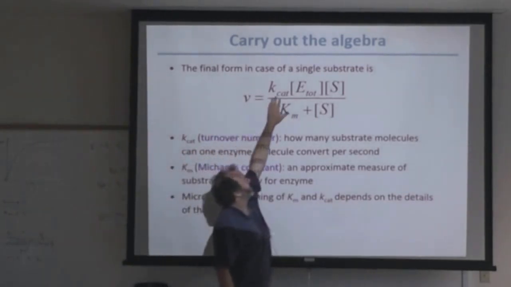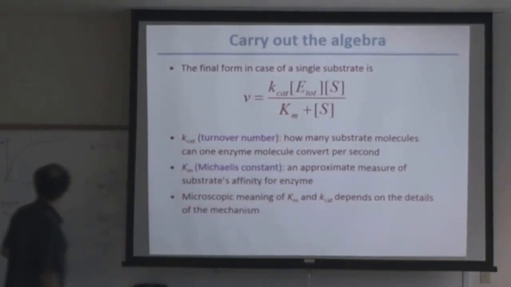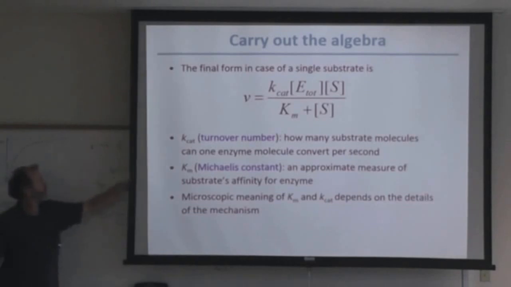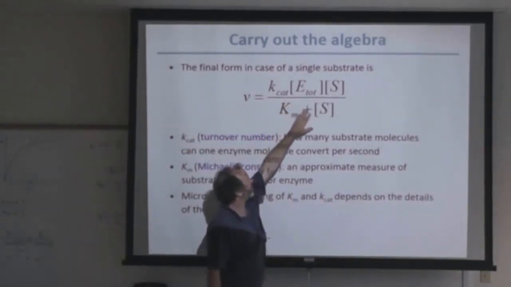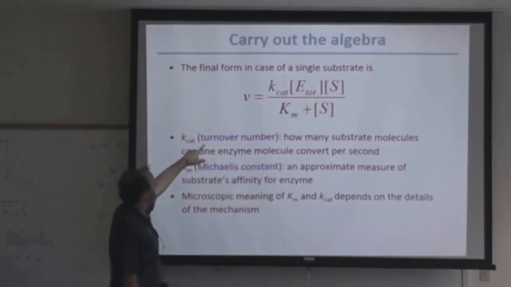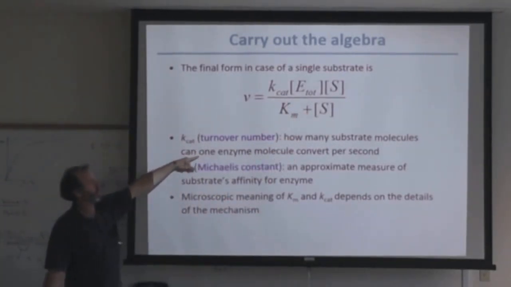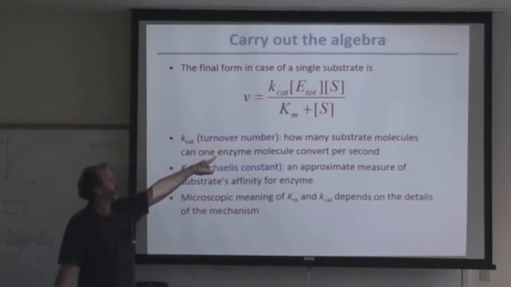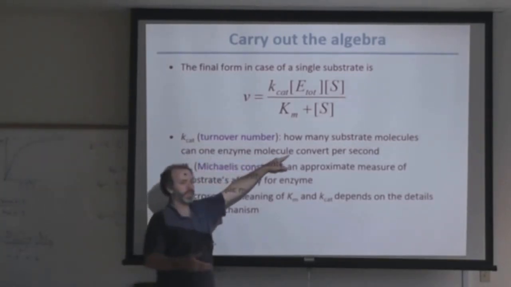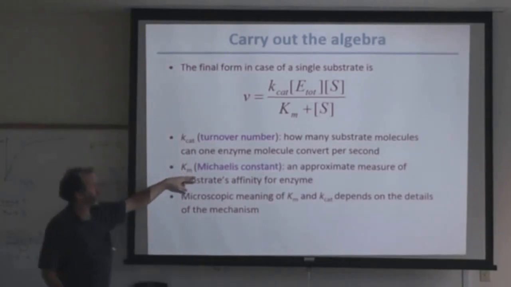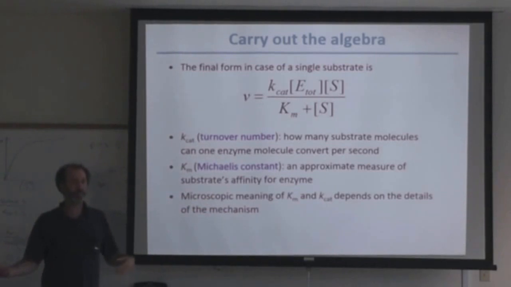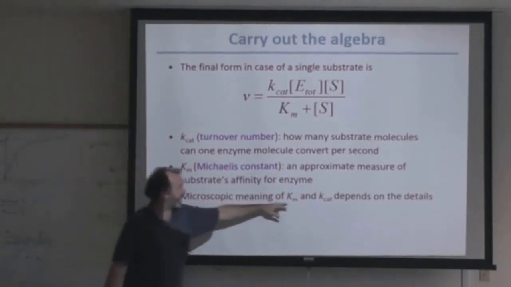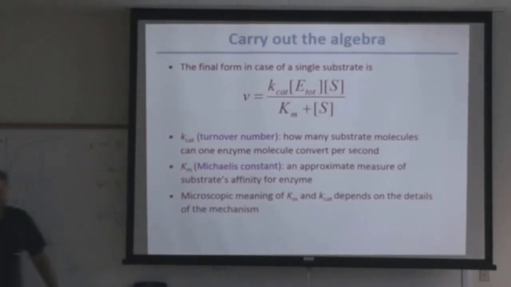They have the Kcat, which is basically your k2, and that's all dependent on the mechanism. You can't see it back there, but it's k2. So Kcat times the enzyme total times substrate divided by Km plus substrate. Kcat is the turnover number, which is how many substrate molecules one enzyme molecule can convert per second. And Km is the Michaelis-Menten constant. It's an approximate measure of the substrate's affinity for an enzyme, basically the dissociating enzyme. The microscopic meaning of Km and Kcat depends on the details of the mechanism, basically.